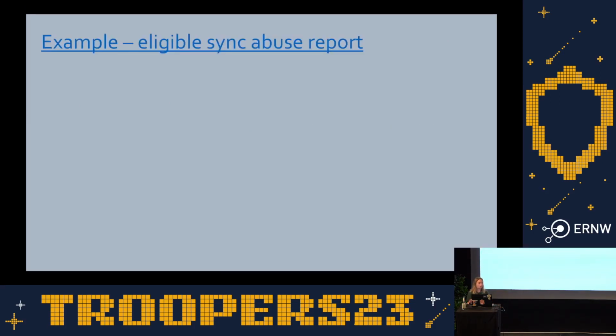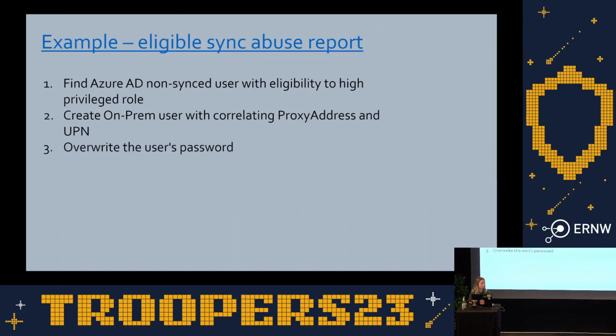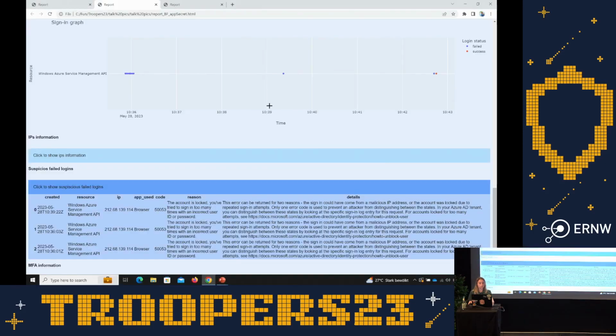Okay, so we saw an example report. We saw a report that solved a simple privilege escalation, and now we will look at a report and try to understand the abuse I talked about in the beginning of the talk. So I'm just doing a recap of the steps required to implement it. We need to find an Azure Active Directory user that is not synchronized and eligible for a high privileged role. Then we're going to create an on-prem user with a correlating proxy address and user principal name. Then when the sync process happens, we will override the Azure user password, log in as this user, and activate our high privileged role. So let's see what we can see in the report.